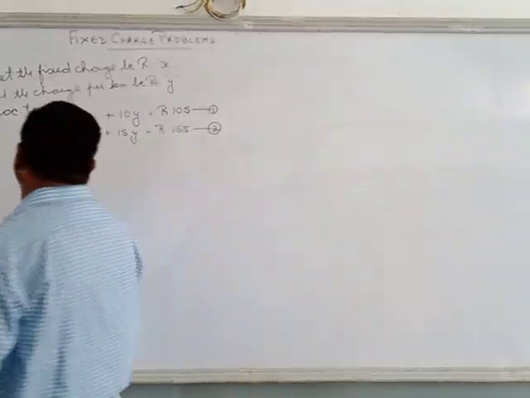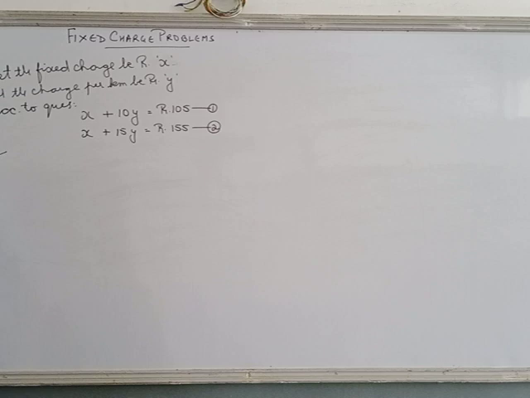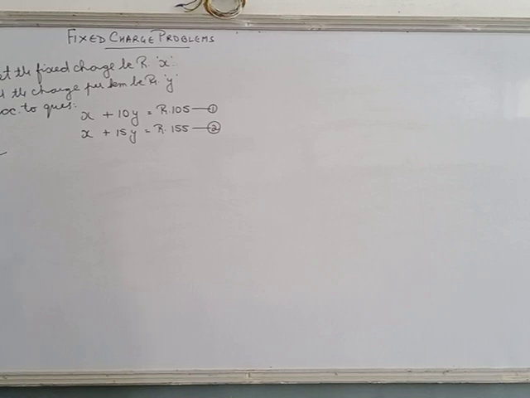Page number 57. Again there is a fixed charge question. Page number 57. It is about a hostel. Turn around your textbook. You will find question number 5.